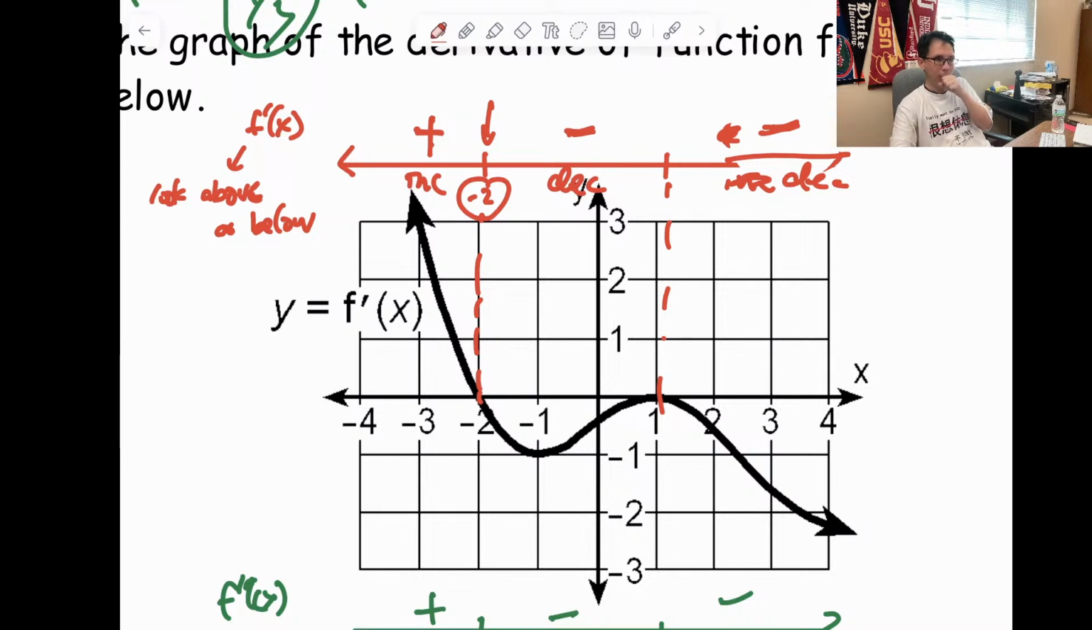Wait, no, never mind. But they're asking for f of x. You mean f prime of x? No, they ask for f of x. Where does the maximum occur for f of x? But they give you the f prime of x graph. So you look for above or below and do a number line. Does that make sense? It makes sense? I'm going to ask you again later.